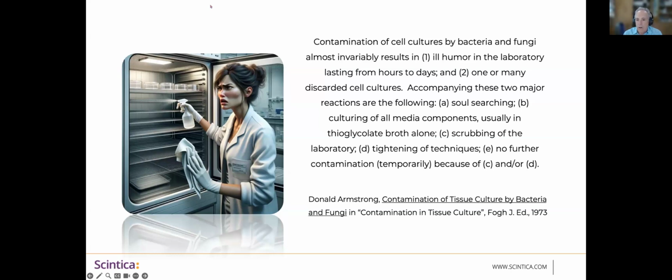One or many discarded cell cultures, and accompanying these two major reactions are the following: soul searching, culturing of all media components, including the thioglycolate broth, scrubbing of the laboratory, tightening of techniques, and no further contamination temporarily because of the activities mentioned in items C and D. So you see, people have been struggling since the early days in cell culture to get a good decontamination routine.